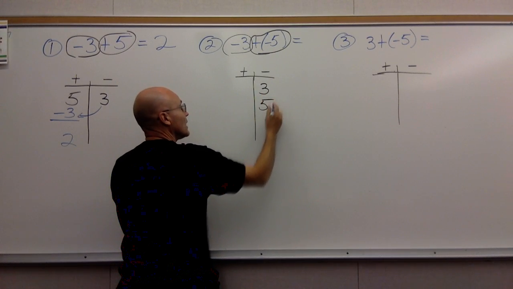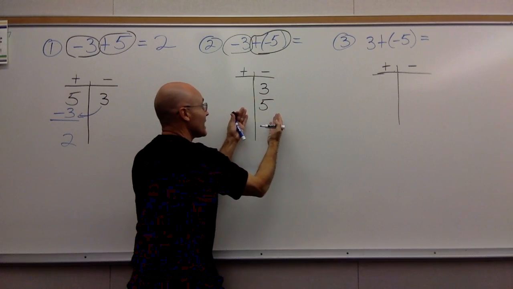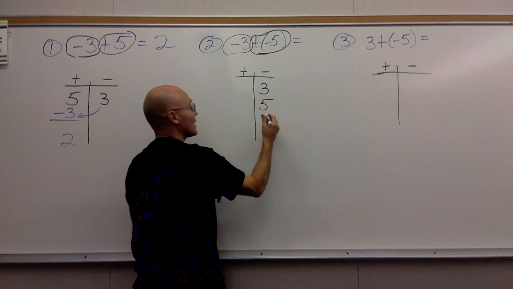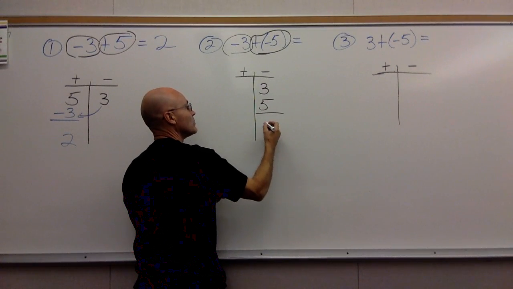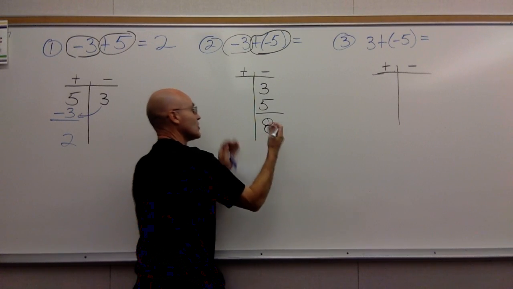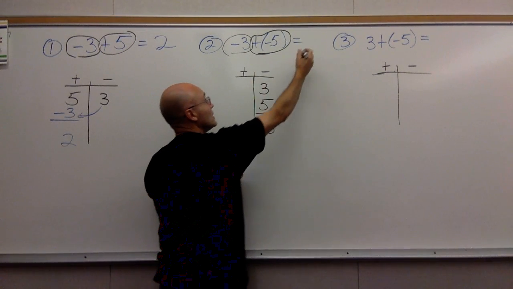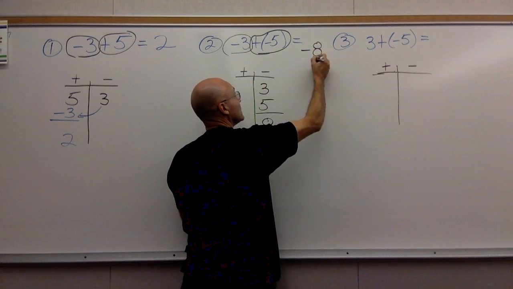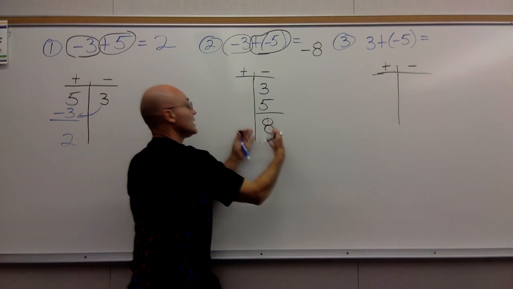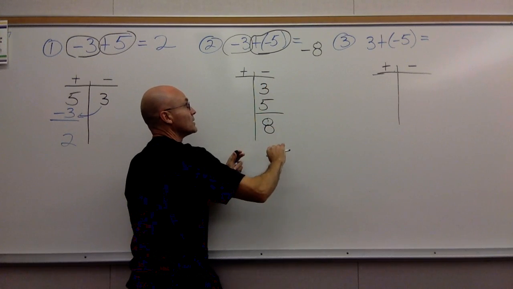Now, when they're on the same side, not like this one, where they're on different sides, but on the same side, we are going to add every time. And what is 3 plus 5? It's 8. But because it's on the right side of this T chart, the answer is negative 8. So we have the 5 and the 3, we add them, and it's negative because it's on the right side.